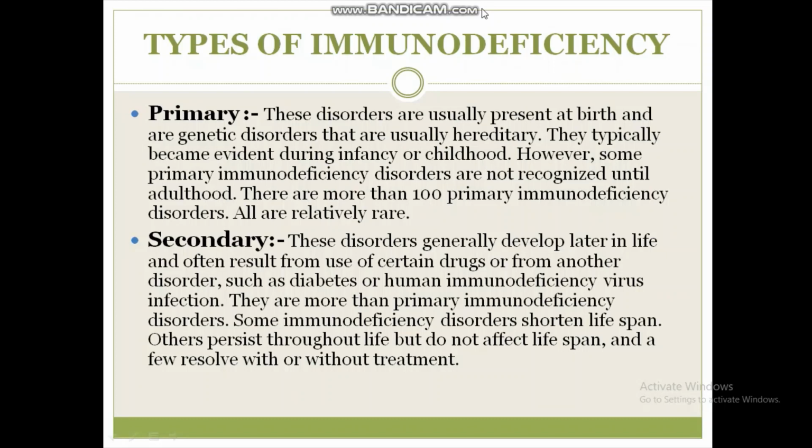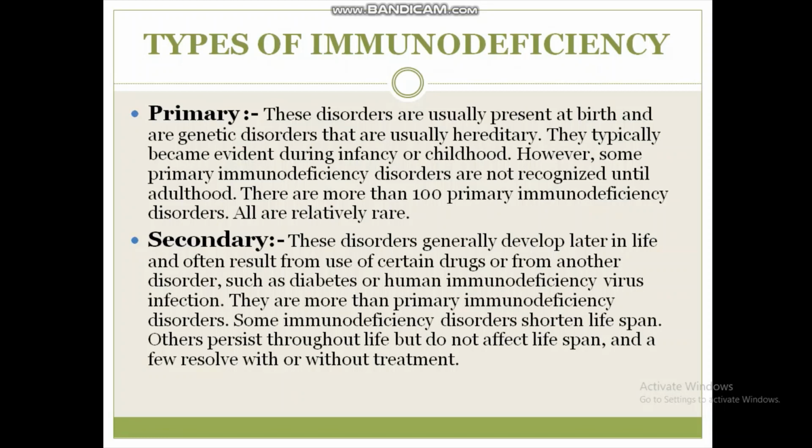Types of immunodeficiency. First one is primary. These disorders are usually present at birth and are genetic disorders that are usually hereditary. They typically become evident during infancy or childhood. However, some primary immunodeficiency disorders are not recognized until adulthood. There are more than 100 primary immunodeficiency disorders. All are relatively rare. Second one is secondary.